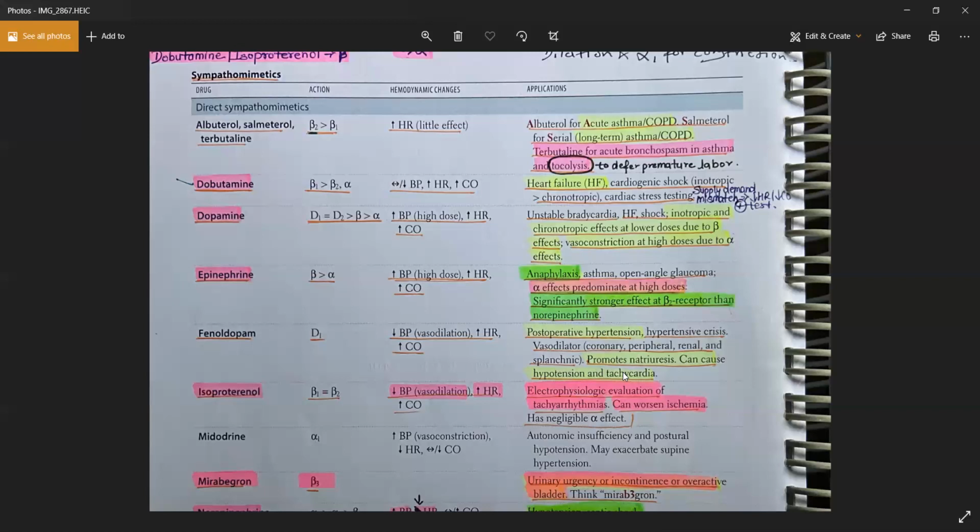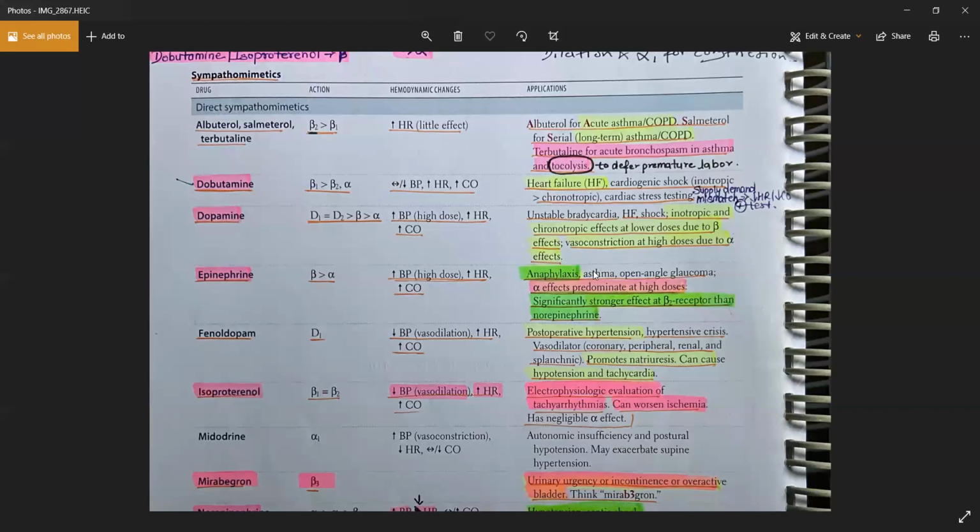Okay. Then comes the agent which has a predominant beta effect rather than alpha effect, and this is epinephrine. Okay. And epinephrine is used for anaphylaxis. Why not norepinephrine for anaphylaxis? Anyone? Because it does not have the beta 2 effect. It cannot act on bronchial smooth muscle. Exactly. And you need bronchodilation in case of anaphylaxis, because histamine causes bronchoconstriction.